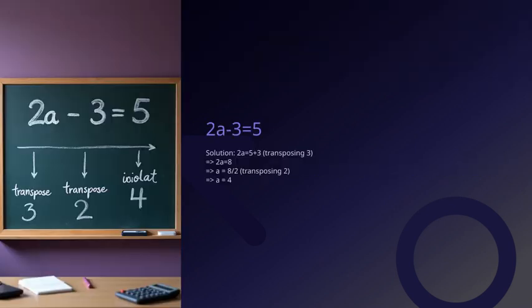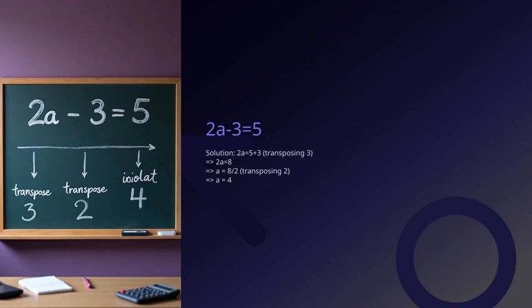All right, let's walk through this step by step. The original equation is 2a minus 3 equals 5. To solve for a, the first step is to isolate the term with a. We add 3 to both sides, which gives us 2a equals 5 plus 3. This is called transposing the 3, and it helps us move the constant to the other side of the equation. Now, 5 plus 3 equals 8, so 2a equals 8. The next step is to solve for a itself, which means dividing both sides by 2. When we do that, we get a equals 8 divided by 2, which simplifies to 4.